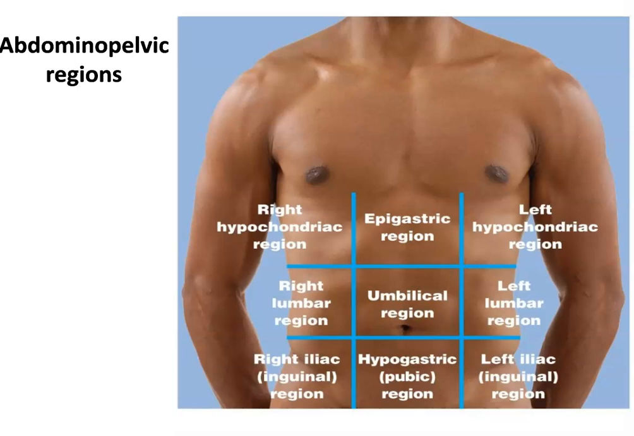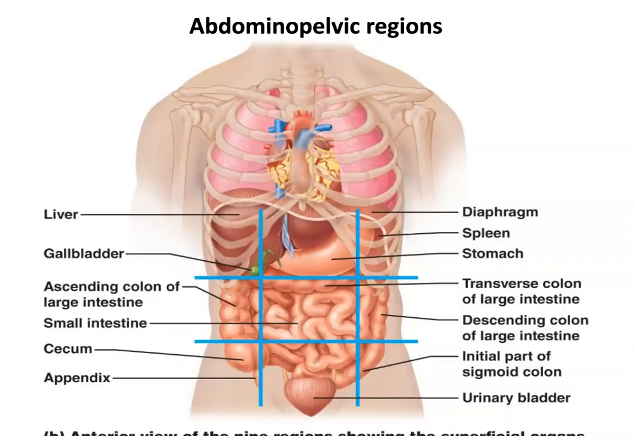Anatomists prefer more precise terms to describe the location and orientation of internal organs, so they prefer the method of using 9 abdominopelvic regions rather than the 4 quadrants. Here we can see the 9 different regions. It is important to note the location of organs in these different regions. For example, the spleen is only found in the left hypochondriac region, and the appendix would be in the right iliac or inguinal region.